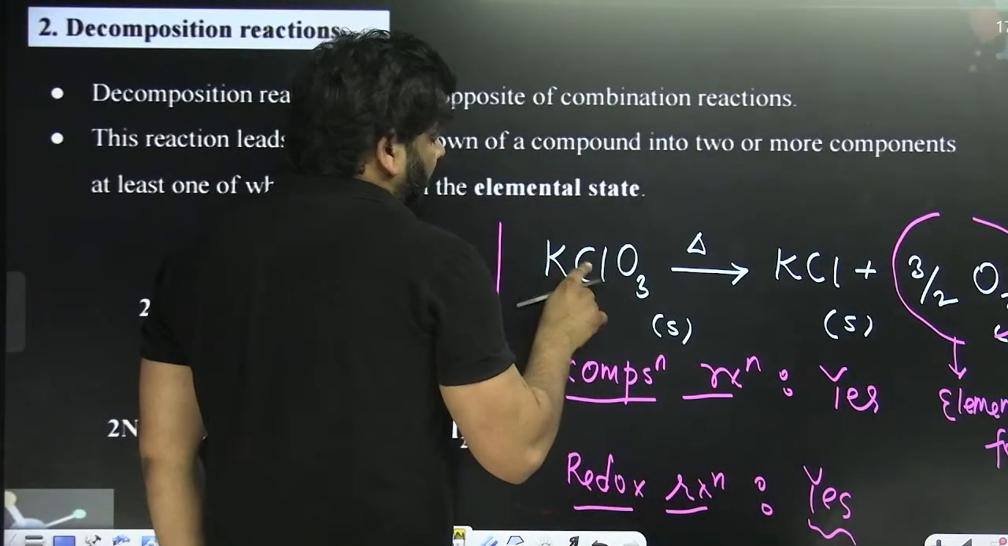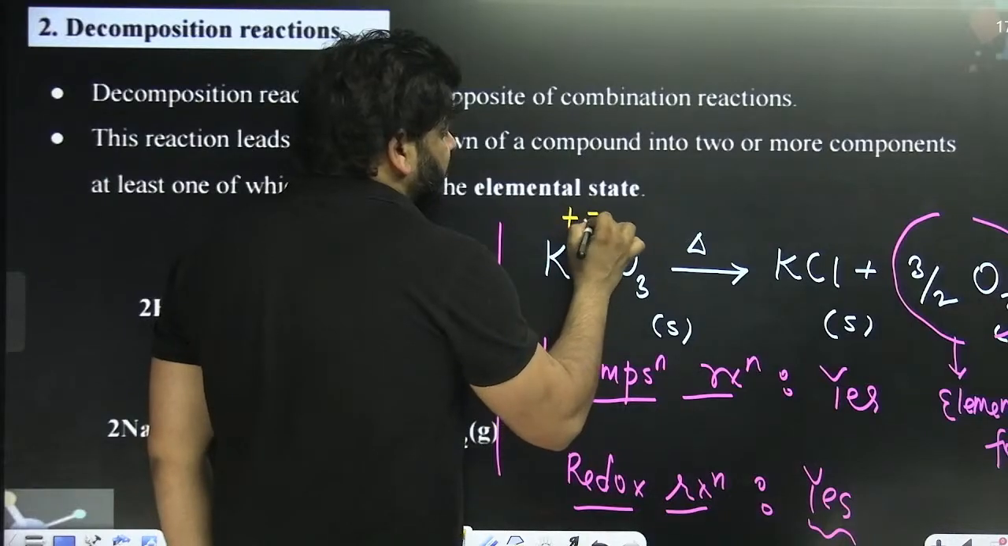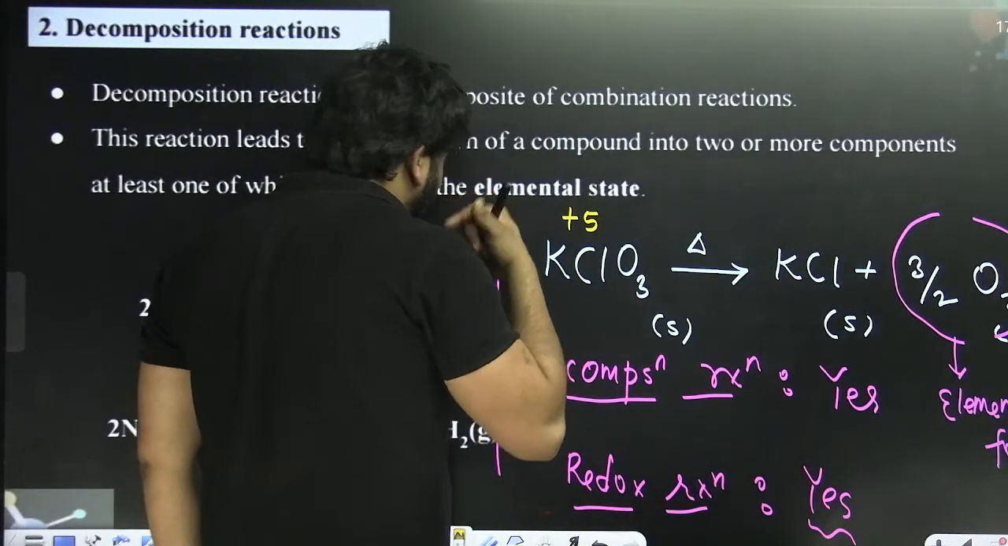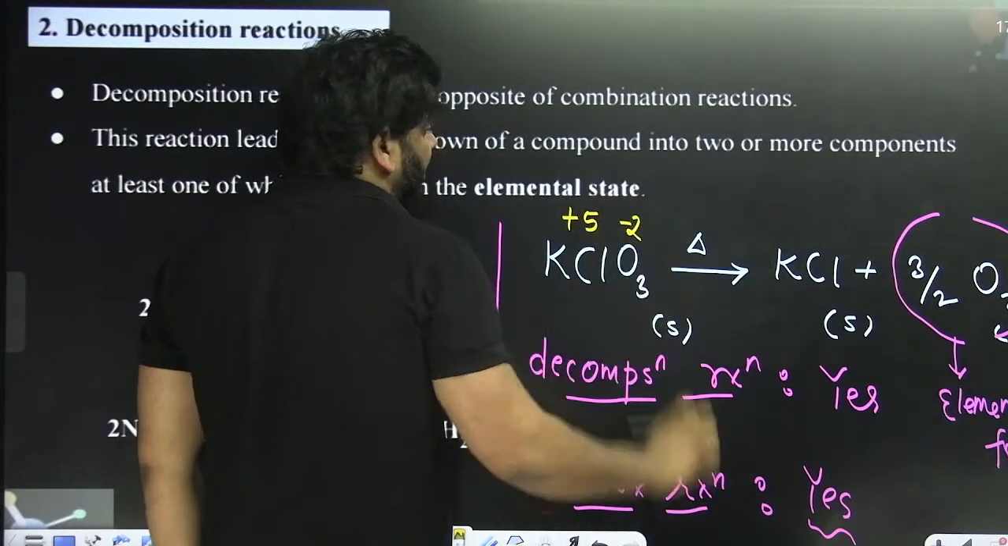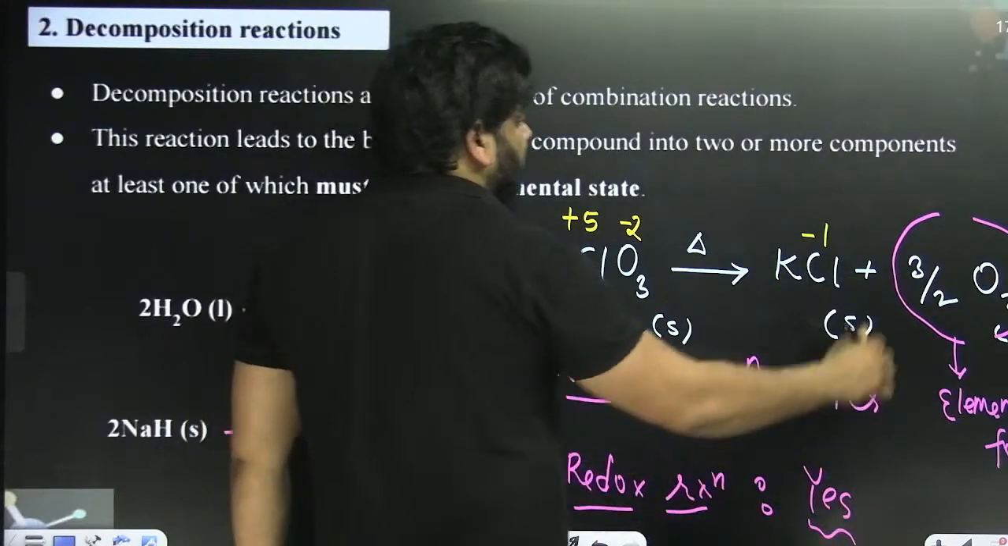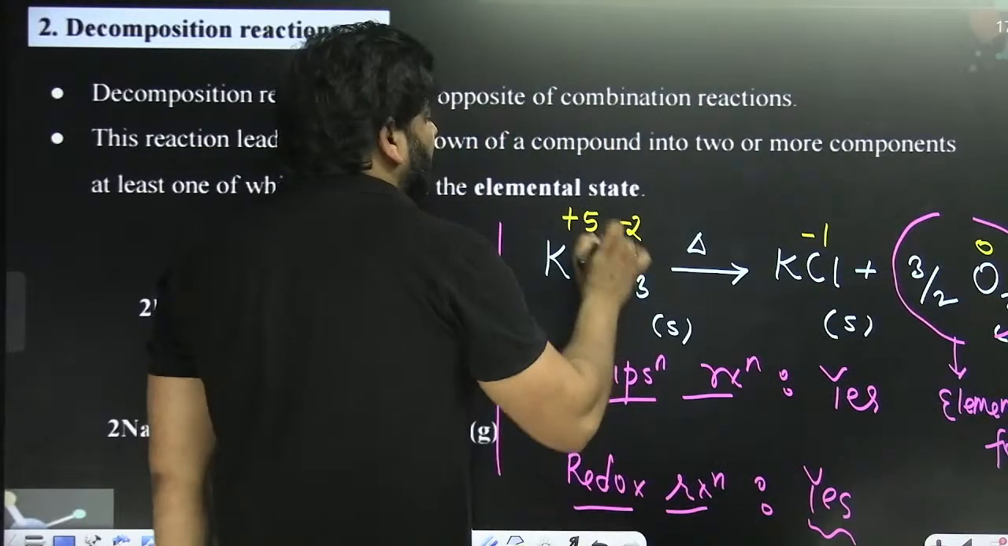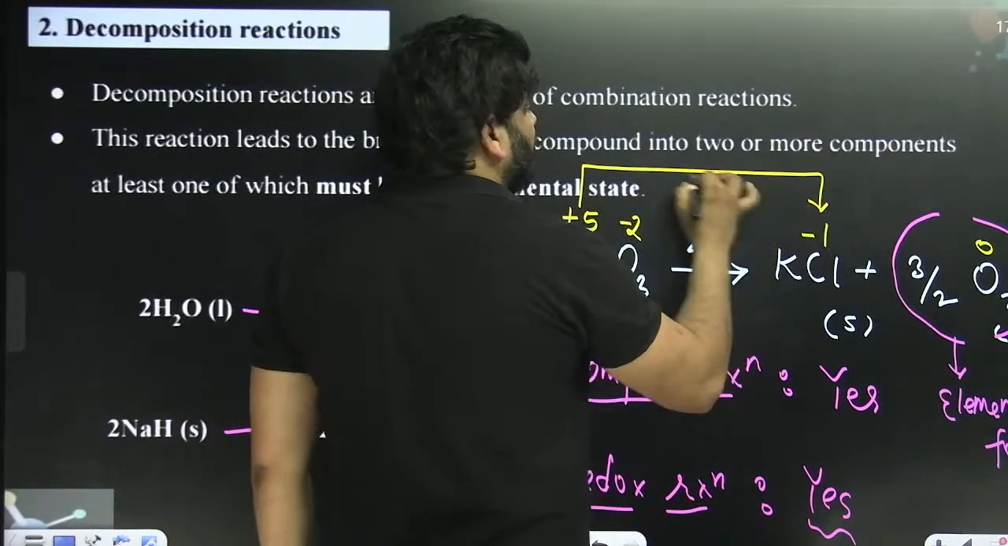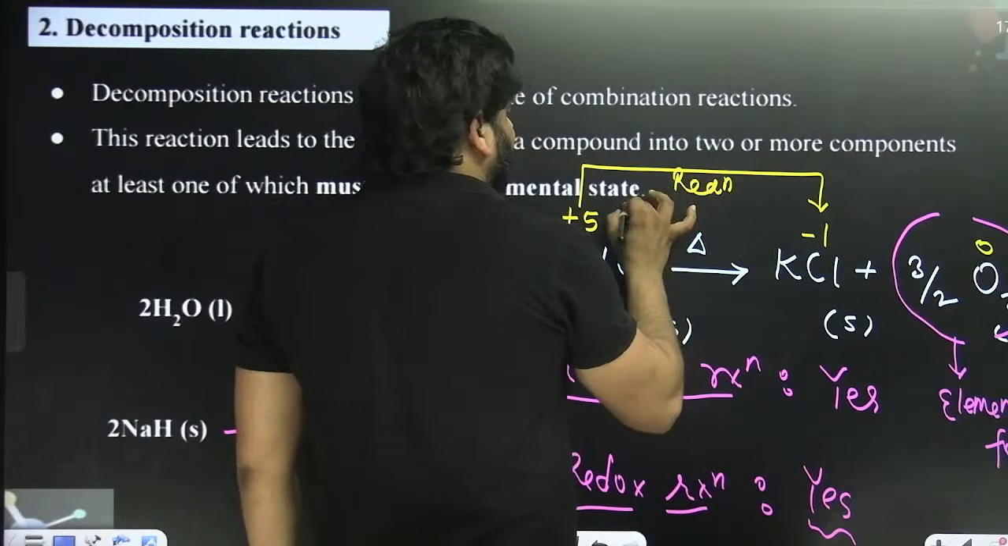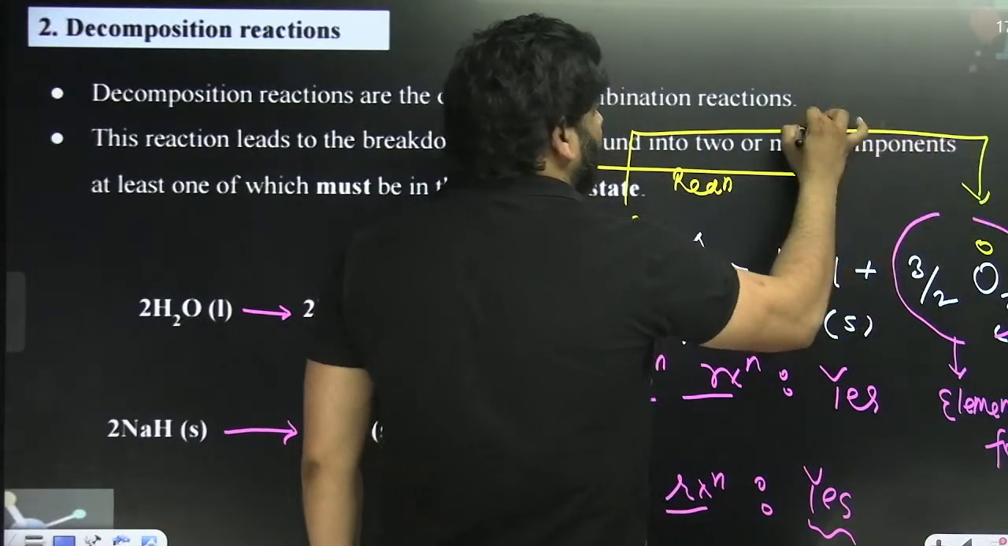K has positive 1, no need to write. Cl has positive 5 oxidation state, you can find out. Potassium chlorate. Oxygen has oxidation state of -2. Chlorine has an oxidation state of -1. Oxygen has a state of 0. So chlorine positive 5 to -1 is undergoing what? Reduction. And oxygen -2 to 0 is undergoing what?